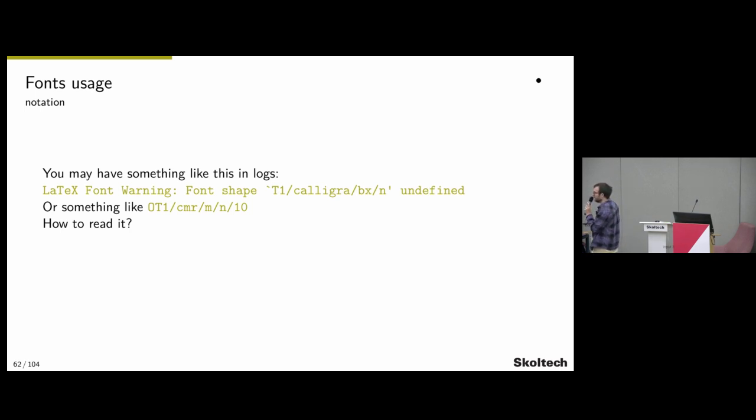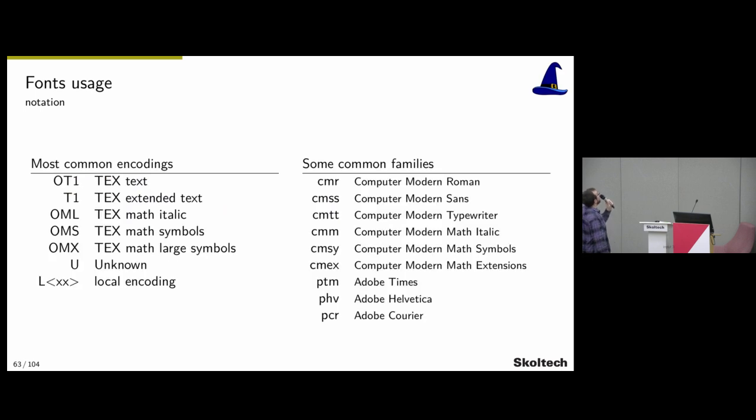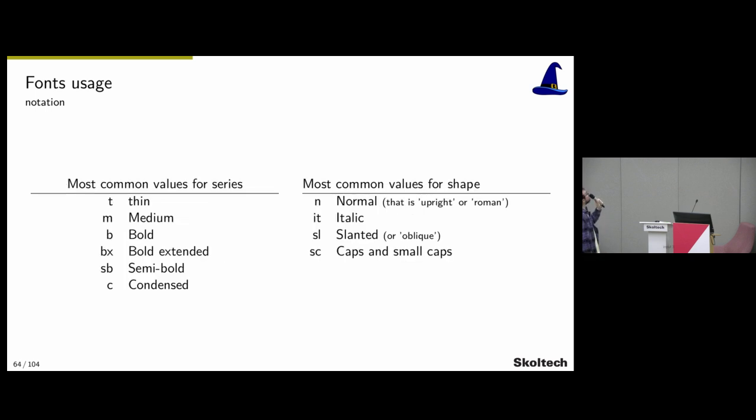And if you go to the logs, sometimes you will have a strange error like this. Obviously, there is a code there, but how to read it? The first one is the encoding of how the font is encoded. The second one is the font family. Then it's the series, so bold, medium, and so on. Then it's the shape and the font size. And there are some common encodings and some common families. You can use them if you want.